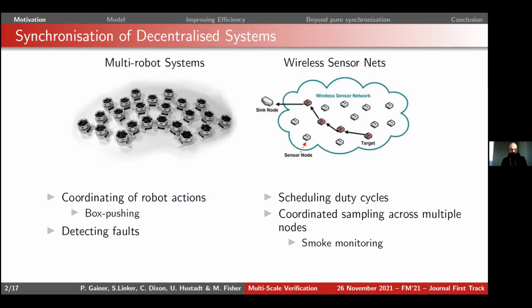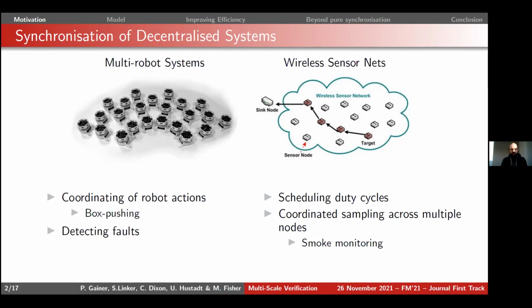and that means they need to push at the same time. And another example would be within wireless sensor nets, where you need to ensure that nobody wants to send at the same time. That means they need to know when the duty cycle starts. And also they need to be able, for example, in smoke monitoring or other applications, to take samples at the same point in time. So again, you need to synchronize them.